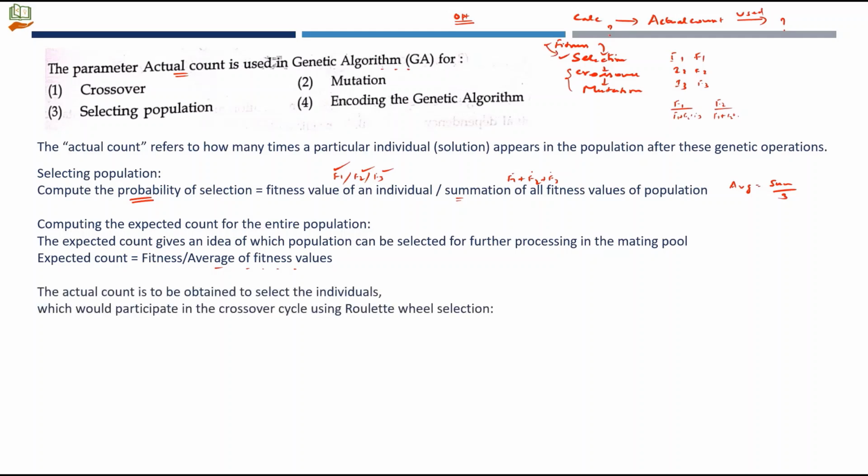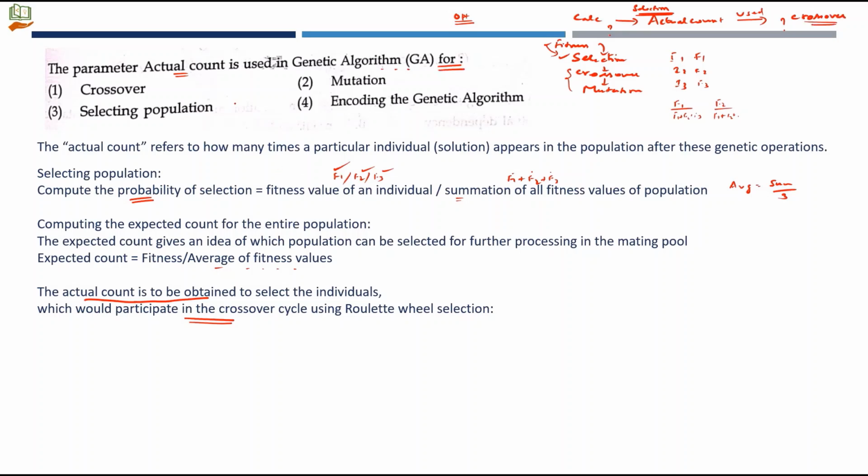Now there comes the term actual count. Actual count is to be obtained to select the individuals which would participate in the crossover cycle using roulette wheel selection. This actually gives you the answer. The actual count is obtained in the selection stage to select individuals to participate in which cycle? In the crossover cycle. So the actual count is calculated in the selection operation and it is going to be used in the crossover operation.